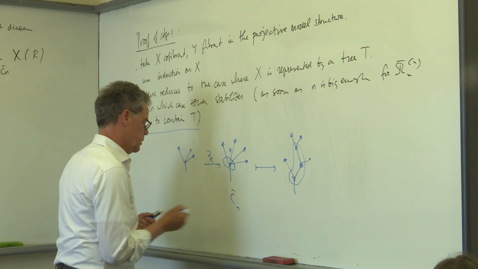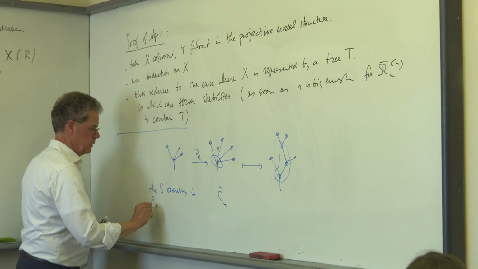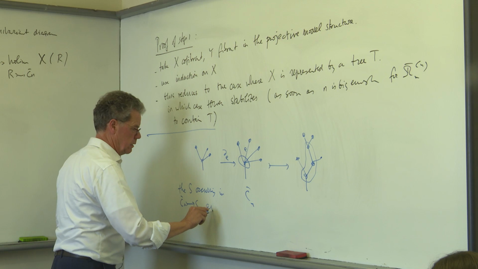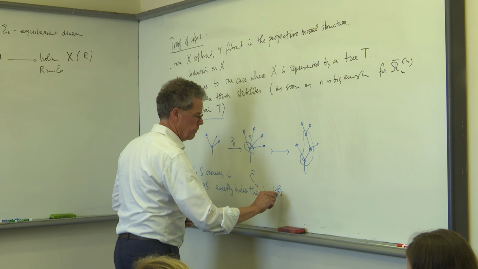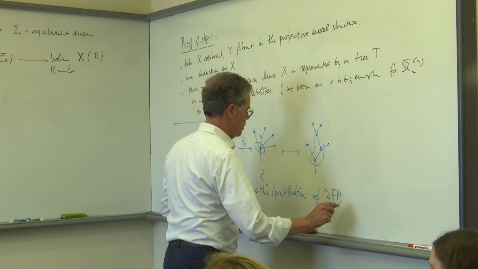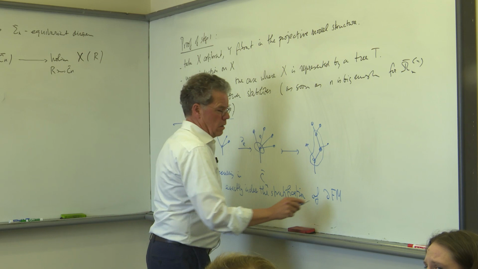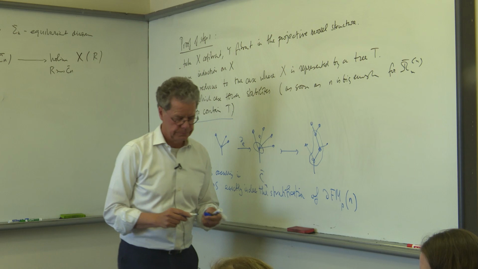So the S occurring in Cn to S, non-isomorphic, exactly index the stratification of the boundary of the Fulton-McPherson compactification in the dimension. The dimension is not explicit here, but it's the P and the Q. So let's write a P here, and then for n, or the set 1 up to n. Okay? So that's what's going on.